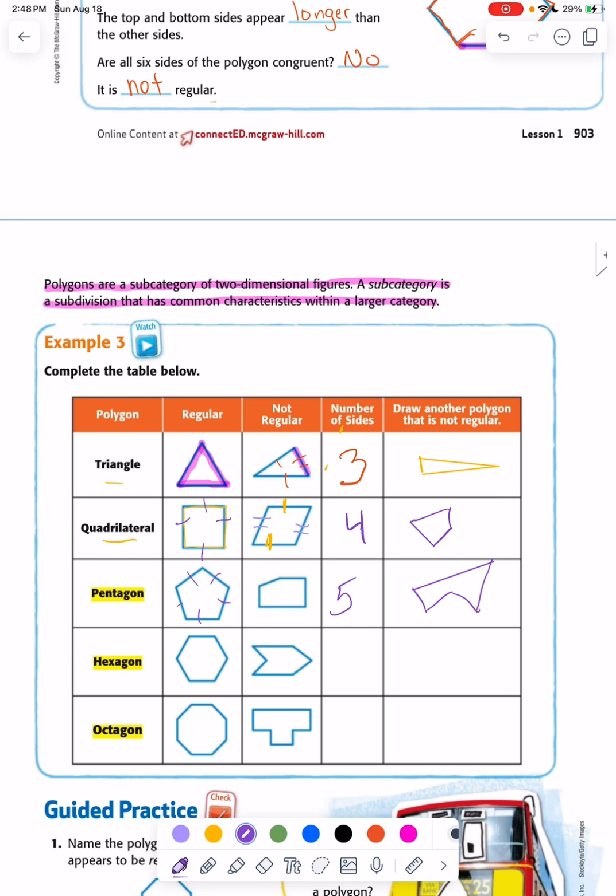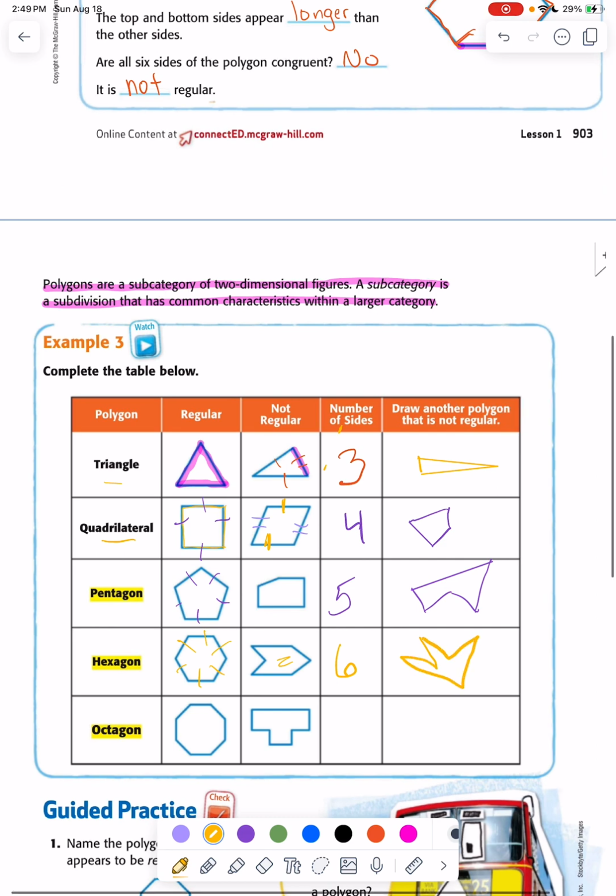Now a hexagon. 1, 2, 3, 4, 5, 6. So a hexagon has 6 sides. And here is an irregular one. Clearly those lines are not all the same length. Now we need to make a 6-sided irregular polygon. Let's see if we can do this. 1, 2, 3, 4, 5, 6. Basically, when I get to one less than how many it should have, I make sure I boogie back over to the start point.